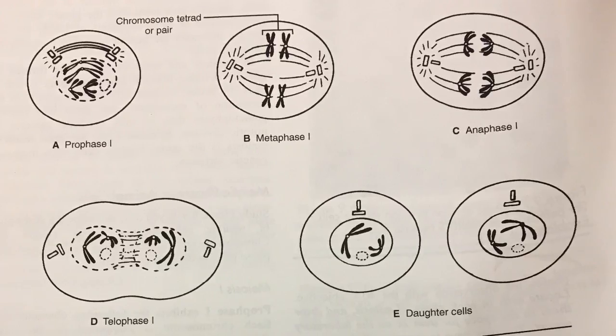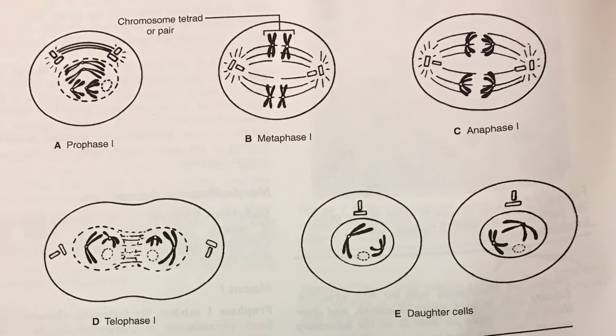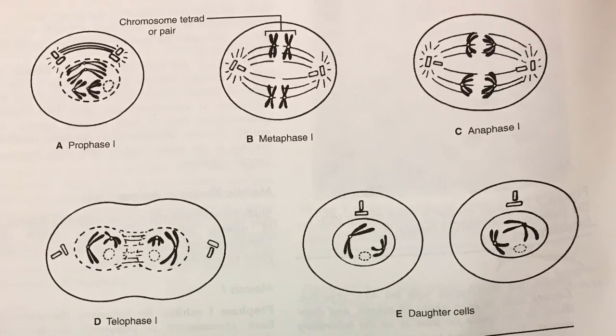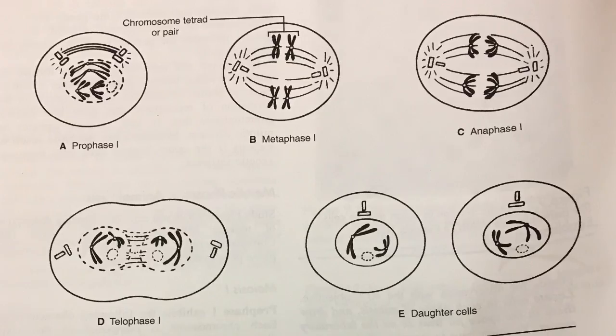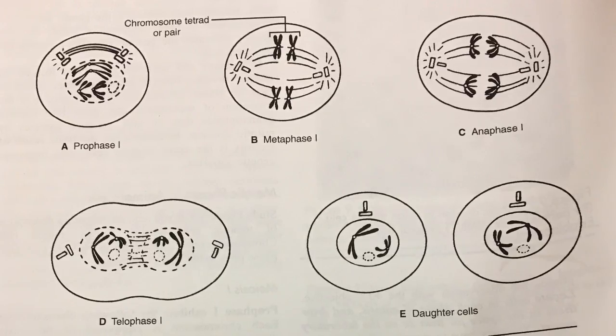Crossing over occurs in meiosis between prophase 1 and metaphase 1 and is the process where homologous chromosomes pair up with each other and exchange different segments of their genetic material to form recombinant chromosomes.